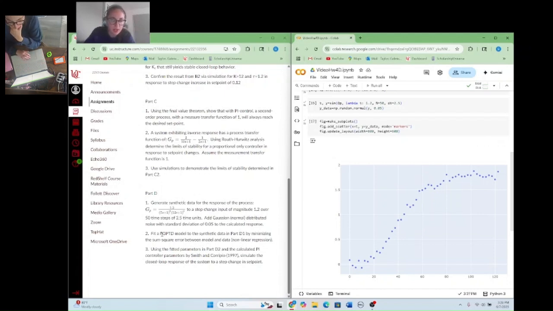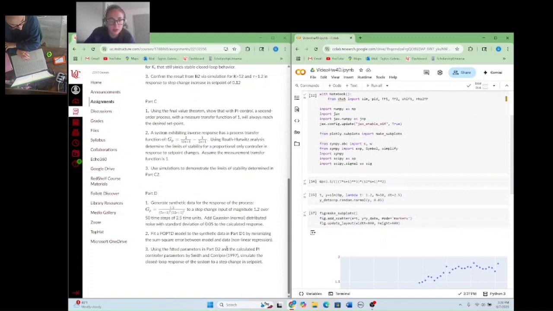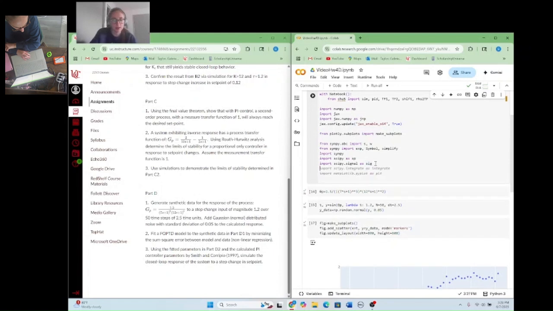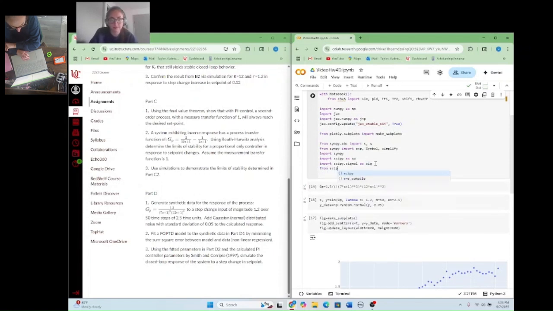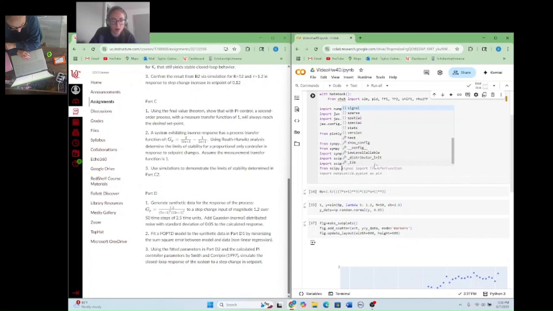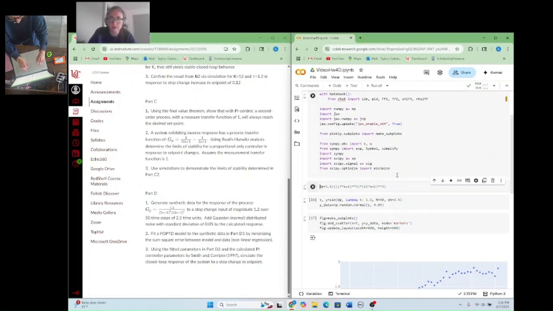So we're going to fit a Hw4D model to the synthetic data in part 1 by minimizing the sum squared error between the model and the data. This is going to be a nonlinear regression. Since we are going to minimize the sum squared error, we need to add from scipy dot optimize, we're going to import minimize. Okay, so we did that.